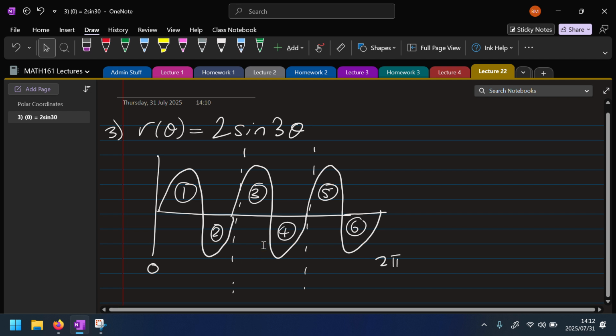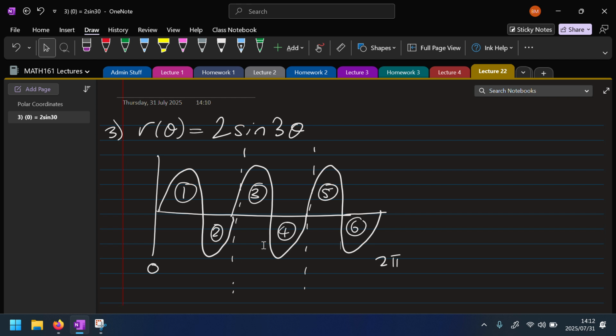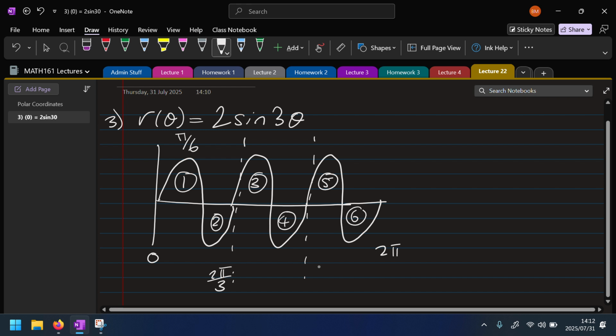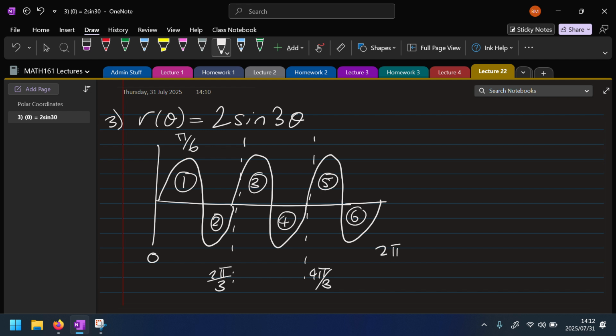Let's plot them as we go through. So the first one, obviously 0. Then at the top of the peak there, that will be at pi over 6. Okay. Next one, at the end of the first sine function there, that will be 2 pi over 3. Right, 2 pi over 3, because there's 3 of them. Then the next one, that will end at 4 pi over 3. Okay, and then the last one, that will end at 2 pi. Okay, so just some important points there.